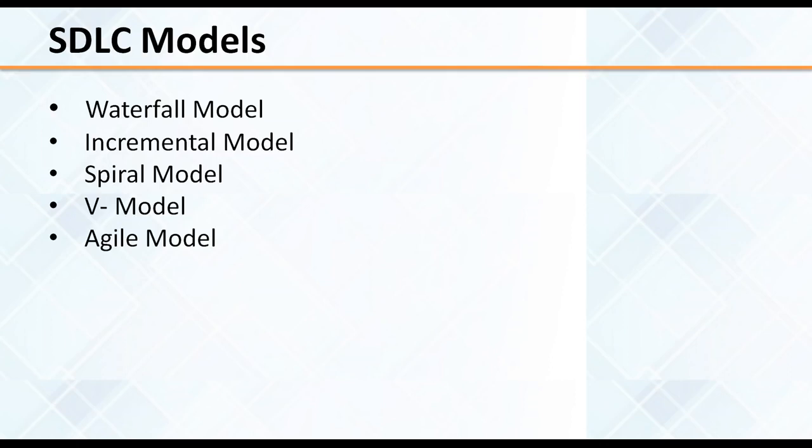We have the waterfall model. This is very old and the first model which came into the market whenever the IT industry started. At that time, the waterfall model started at the beginning level, and then incremental, spiral. After these three models, the V model came into the picture, and it was also in the market for a long time. After that, the Agile model came into the picture. Now let us discuss one by one.